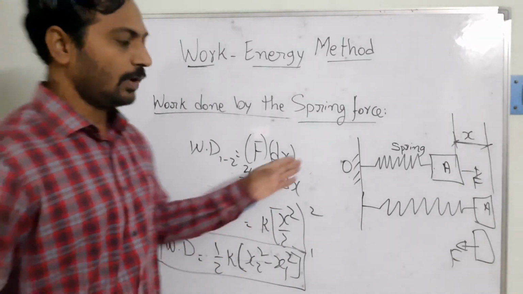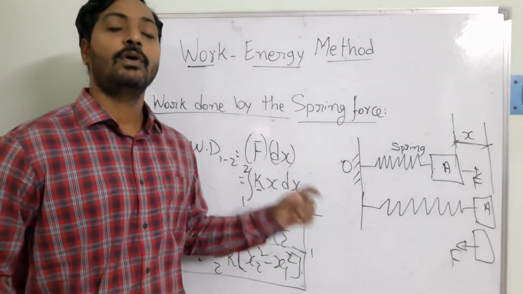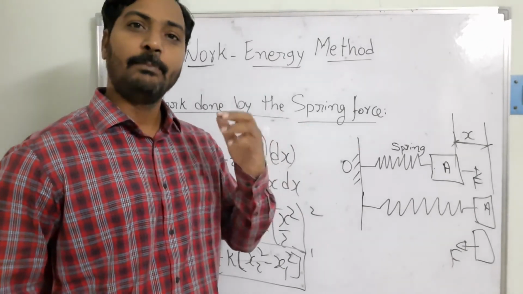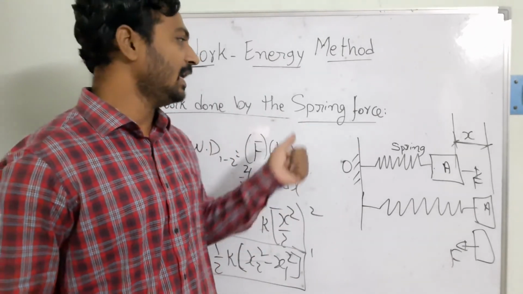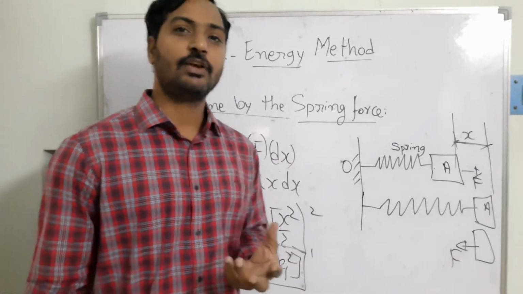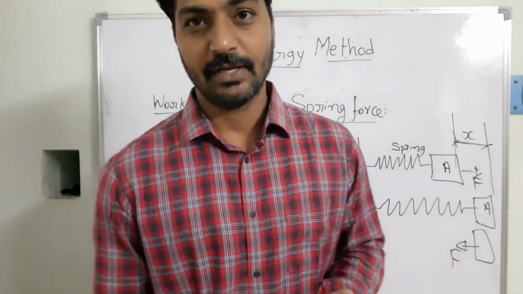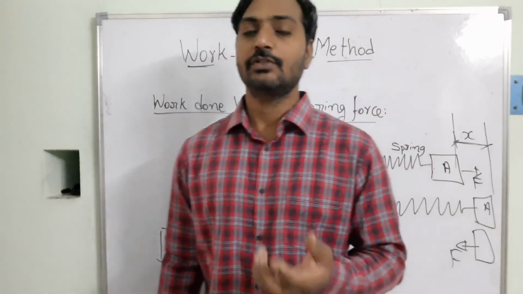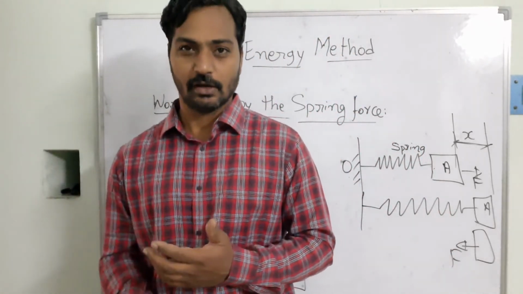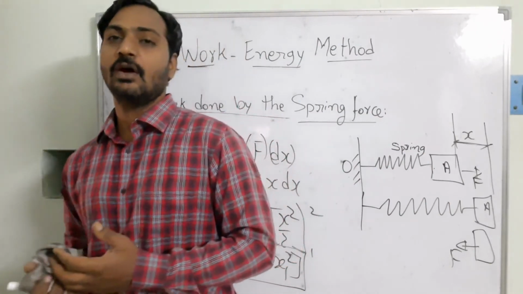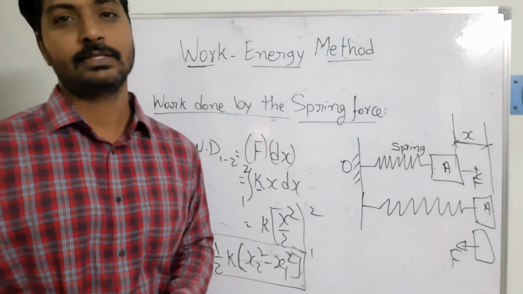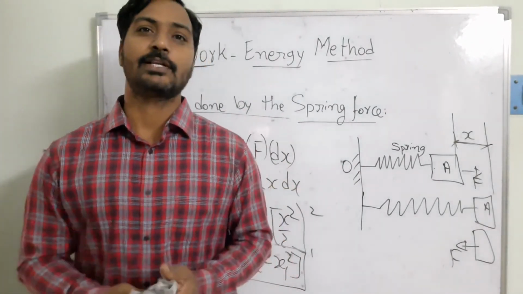I hope you are able to understand the concept of the work done by the physical force, the work done by the gravitational force, and the work done by the spring force. So by using the concept of work done equals force into displacement, if you know what force is acting, in any of these three or any other forces, on that basis we can calculate the total work done on the system.